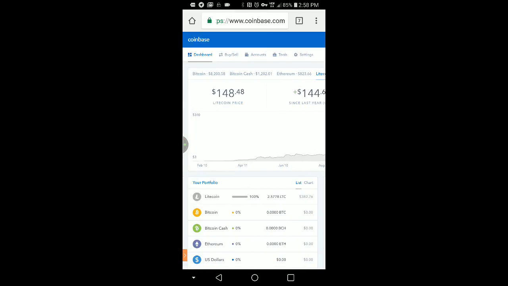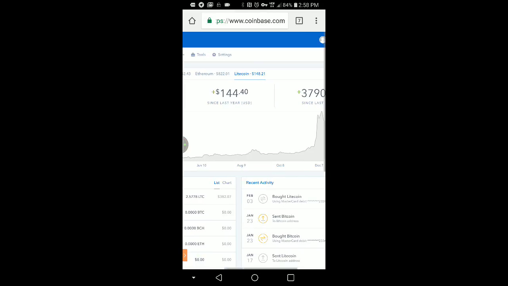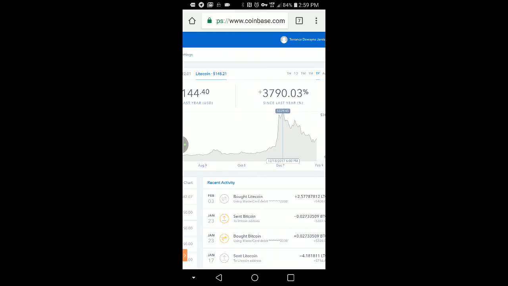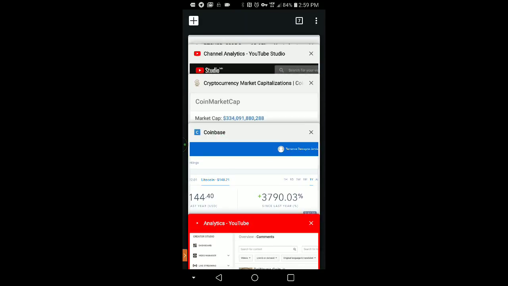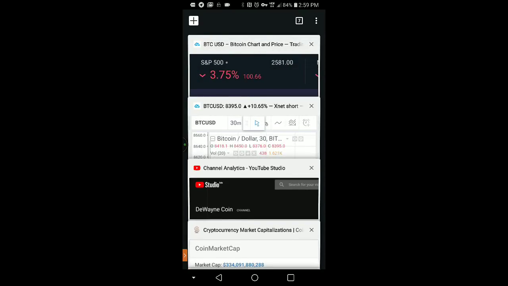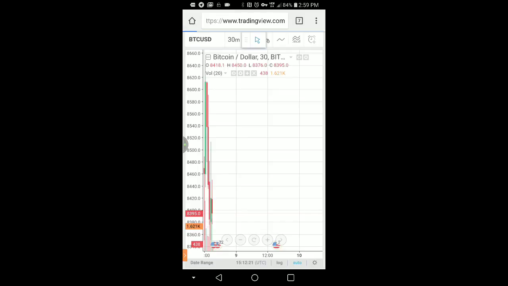All right, so I'm sure a lot of you guys know a little bit about Coinbase. Coinbase is a pretty popular deal. You can't do much of a technical analysis when you're on Coinbase. It doesn't really help that much. We can, however, do some technical analysis on TradingView.